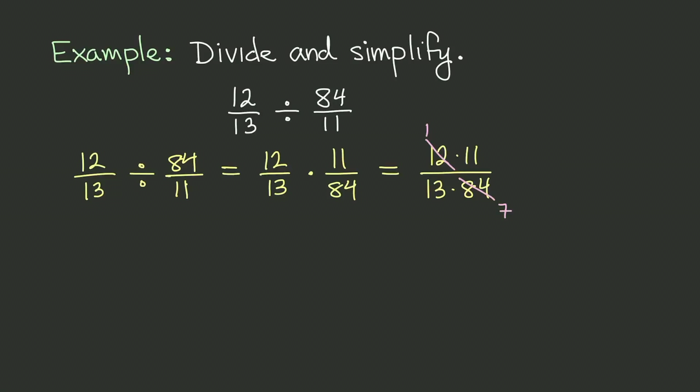So in the top, now we have a 1 and an 11, and in the bottom we have a 13 and a 7. So we don't have any more cancellations that can occur. So we're going to have 1 times 11, or 11 in the top, and we're going to have 13 times 7 in the denominator. Well, 13 times 7 is 91, and so we have 11 over 91 for our final answer.